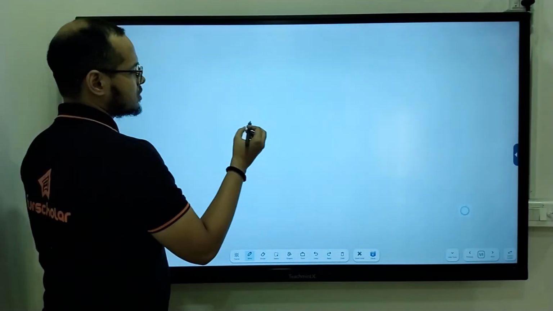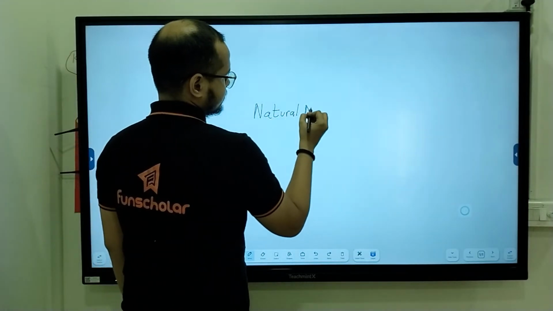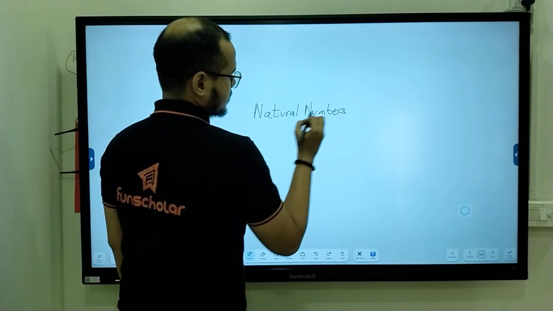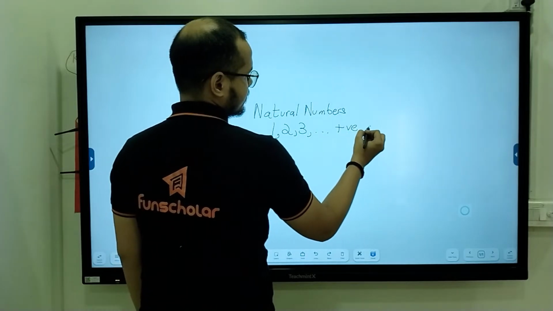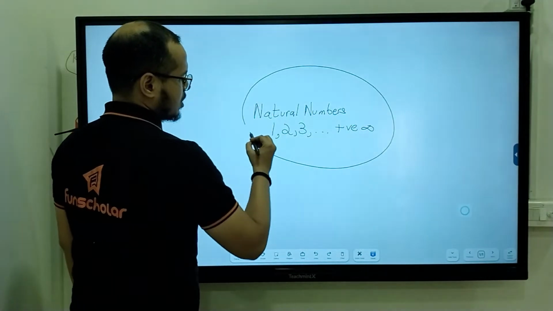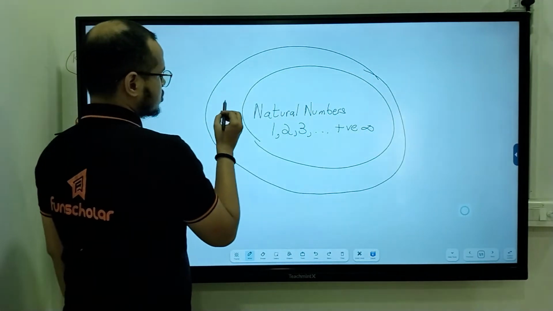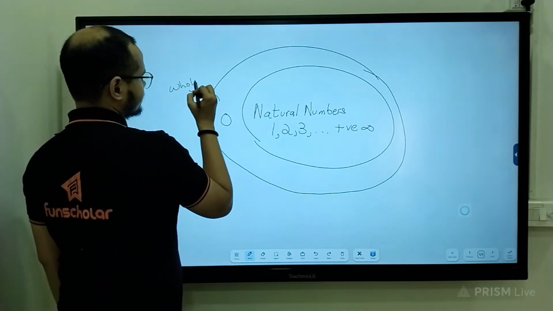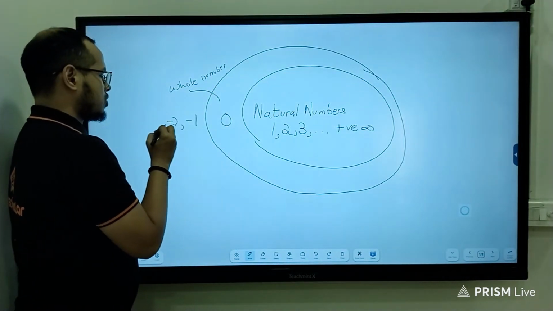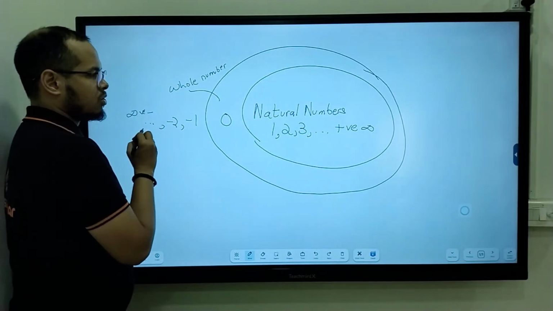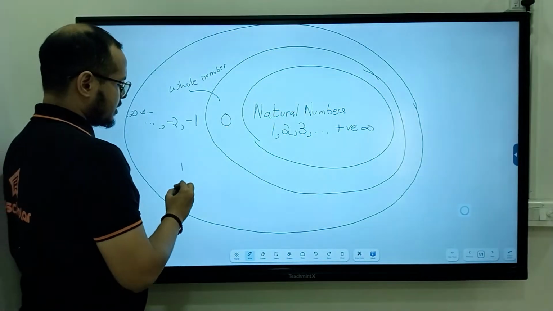Chalo. So firstly there comes what we call natural numbers. Natural numbers start from the number 1 and go to positive infinity. When we add 0 to the natural numbers, it becomes what is known as the whole numbers. Now, if we add -1, -2 to minus infinity, we get this entire thing, which is known as integers.